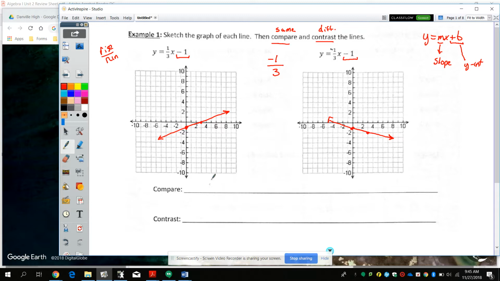Now, if I'm comparing, what your teacher is going to look for is something along the lines of saying, hey, what's the same is the y-intercept. Y-intercept is the same for both. So you could put y-intercept. You could put is the same. Both cross at -1.